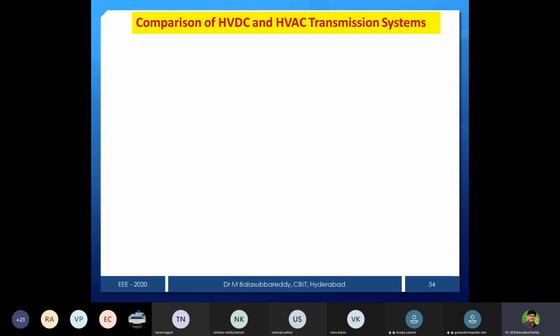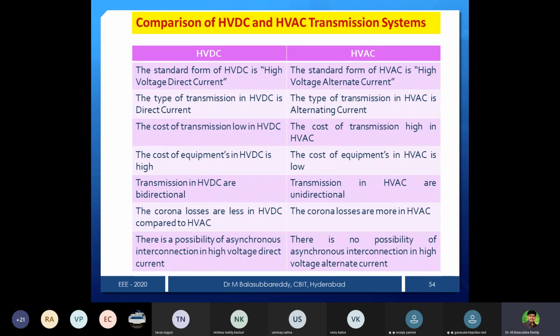And you can see in the comparison slide that whatever we discussed so far will repeat in terms of points. There is HVDC as well as HVAC. First, the abbreviations: high voltage direct current and high voltage alternating current. The type of transmission: HVDC is direct, the other is alternating. The cost of transmission is low in HVDC, whereas it is high in HVAC, but that is only the case after the break-even distance. Before that, we cannot directly state that.